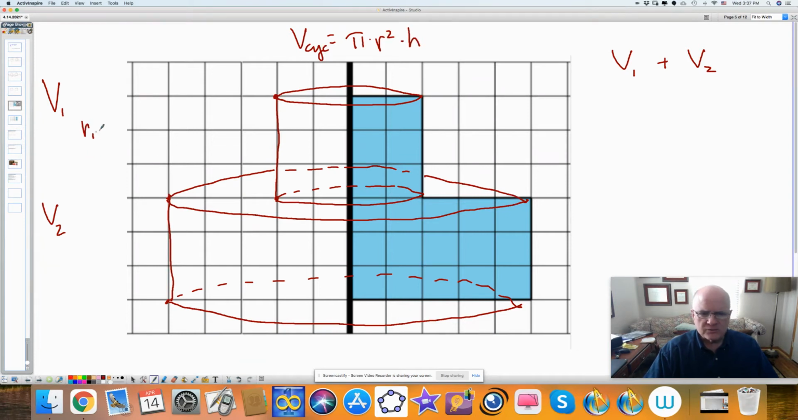Well, the radius of this first one is 2. The height of this first one is 3. Is this something that you could do? Yes, it is. You could do this. The radius of the second one is 5. The height of this second one is 3.